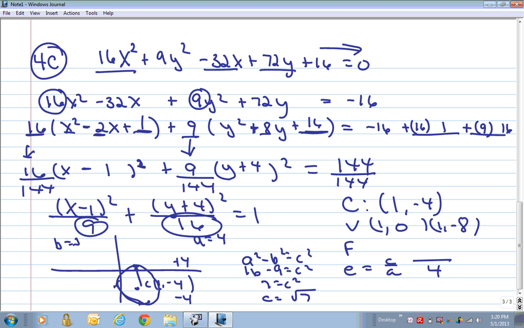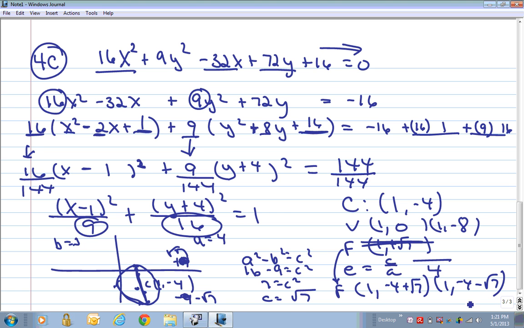So again, to find our foci, which is on the major axis, you're going to go plus the square root of 7, and we're going to go minus the square root of 7. And you can write it just like that. So you have 1 plus the square root of 7. Oops, 1, -4. Ooh, missed the 1, bad. Cross that out. So I'm going to go down here and write my foci. So 1, -4 plus the square root of 7, and 1 comma -4 minus the square root of 7. And there you have it.